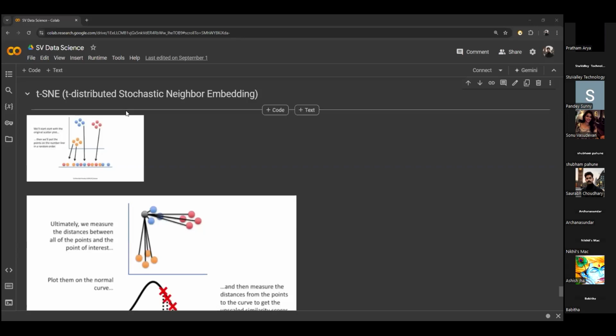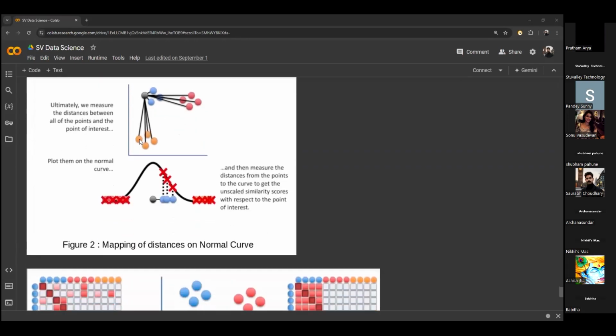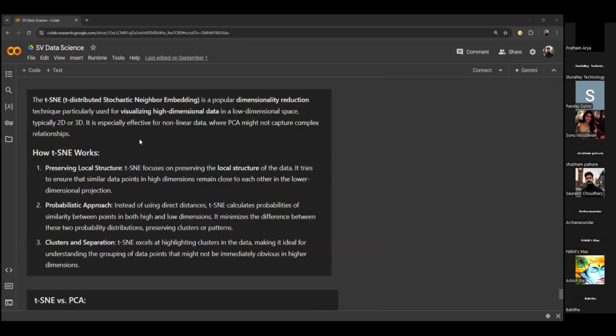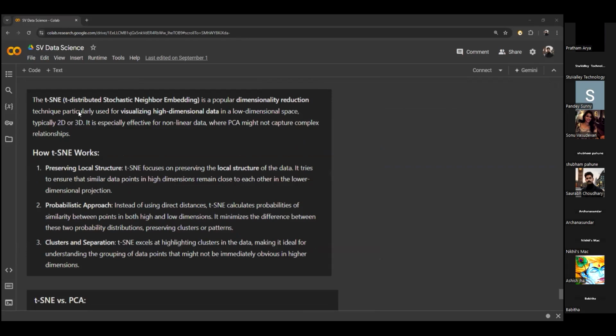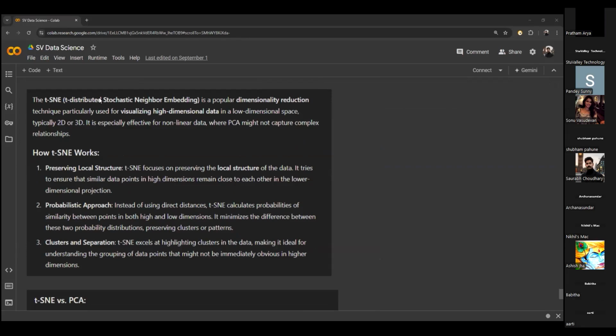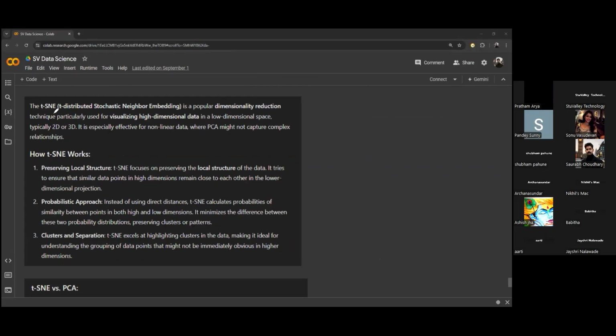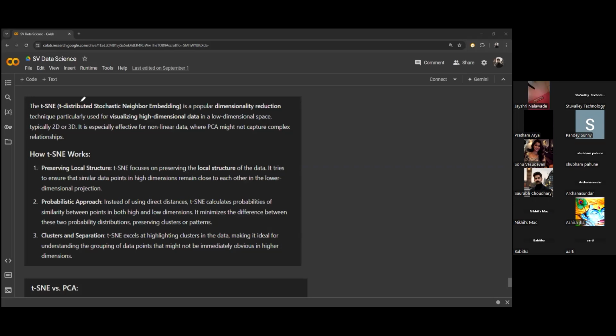Okay. So what is the meaning of TSNE? The meaning of TSNE is T-distributed Stochastic Neighbor Embedding. We'll come to this graph. First of all, let's study what it actually is. So we can see the TSNE, the T-distributed stochastic neighbor.